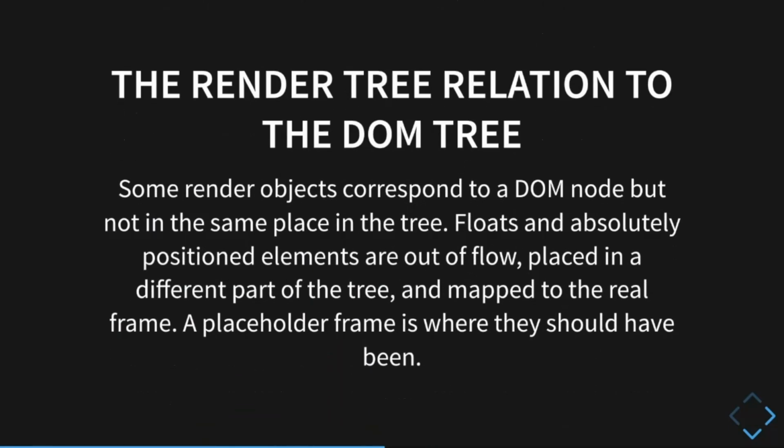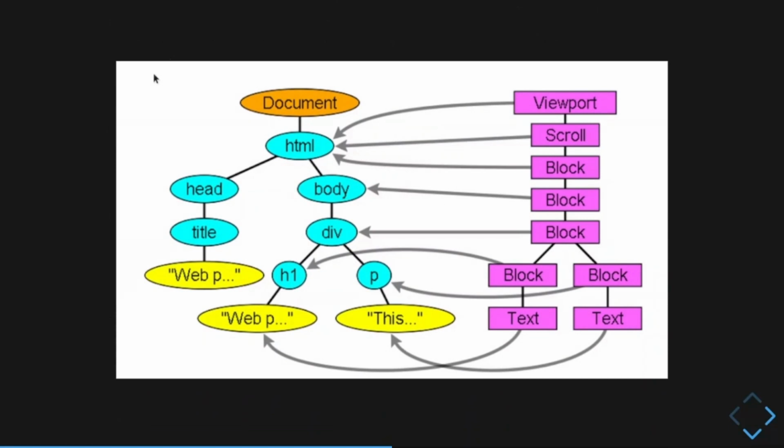Some render objects correspond to a DOM node but not in the same place in the tree. Floats and absolutely positioned elements are out of flow, placed in a different part of the tree, and mapped to the real frame. A placeholder frame is where they should have been. So we have an image which describes how they correspond one-to-one. So we have a viewport, scroll, block, and block of text.